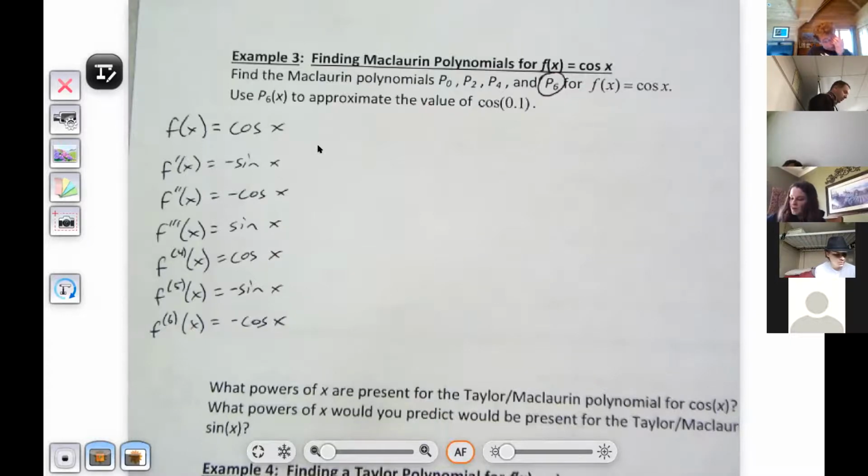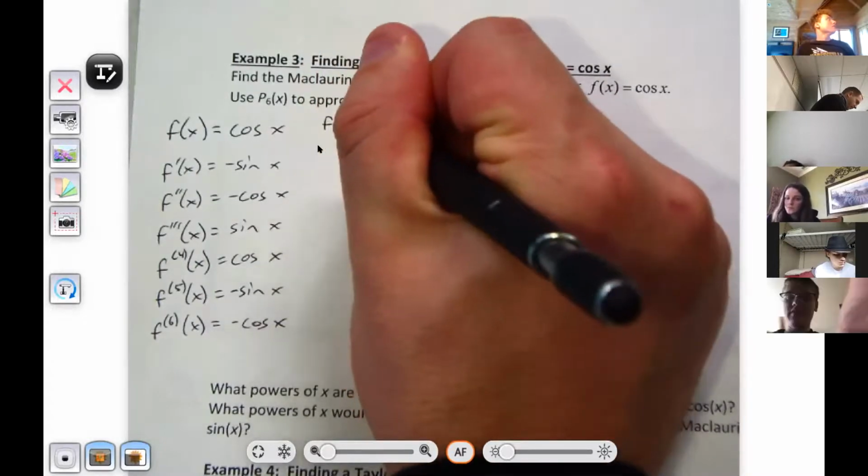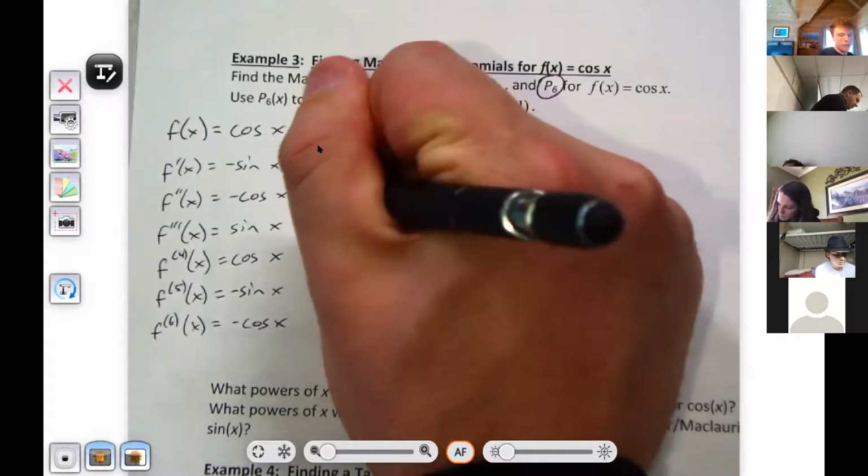So it says Maclaurin, which means we're centered at 0. 0 is our input, which is really nice. You don't have to put x minus whatever, just x. So we're going to find f of 0. I'm just going to shut up. You guys don't need to hear me talk to do all this stuff.